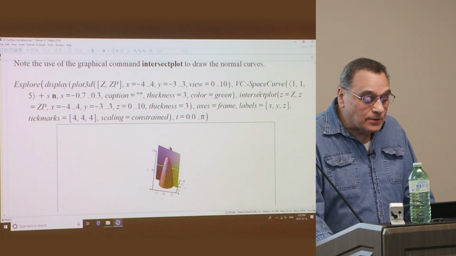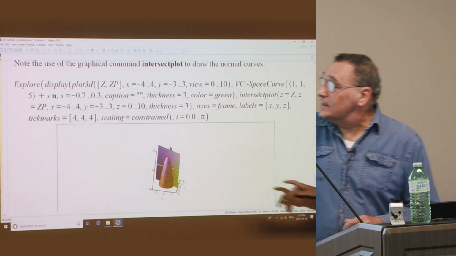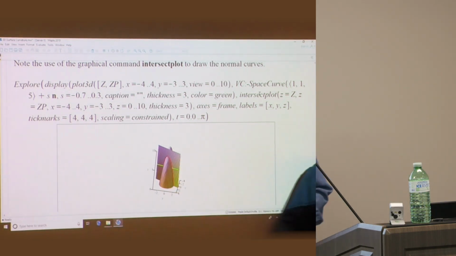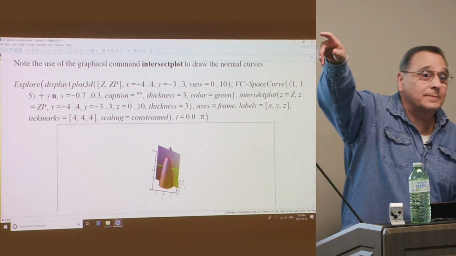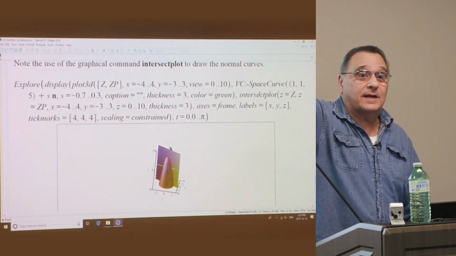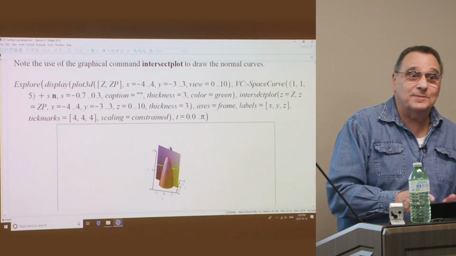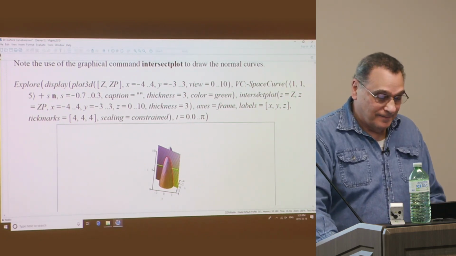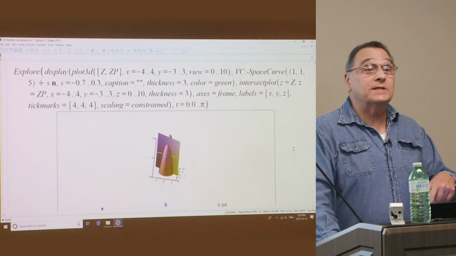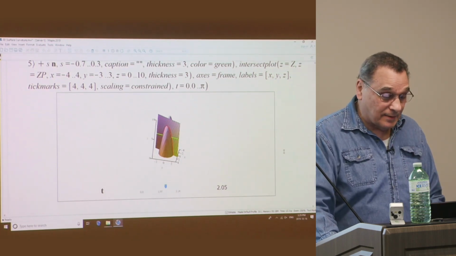And then I'm using intersect plot in order to get this intersection, this red stuff here. And right across the hall, somebody is going to be talking about improvements to intersect plot. This intersect plot is a little bit on the slow side, okay? So if I wasn't here, I'd be over there listening to what they had to say about intersect plot.